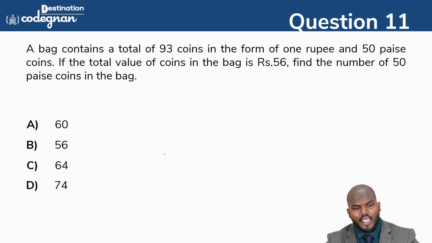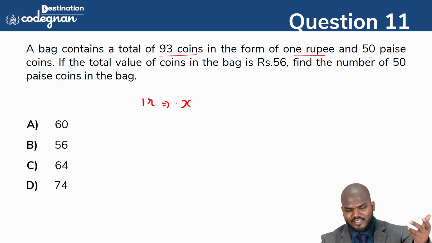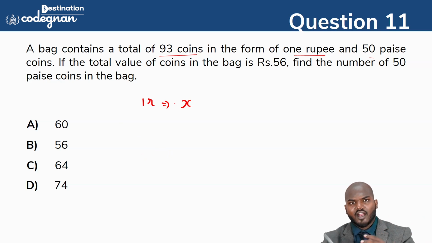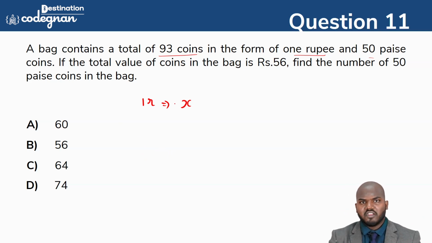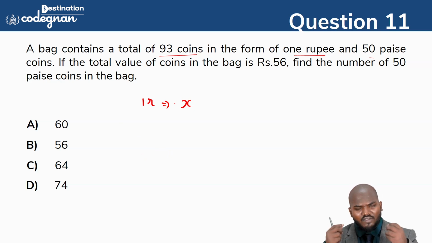You see this one, the bag contains 93 coins in terms of 1 rupee and 50 paise. The 1 rupee coin, I can take as X coins, the number of X coins. I don't know, right? In the 93, I can't say it equally, 49, 49, or 45, 45. I can't divide equally because they haven't given any keyword here. So that 1 rupee, I can take as X in this one.